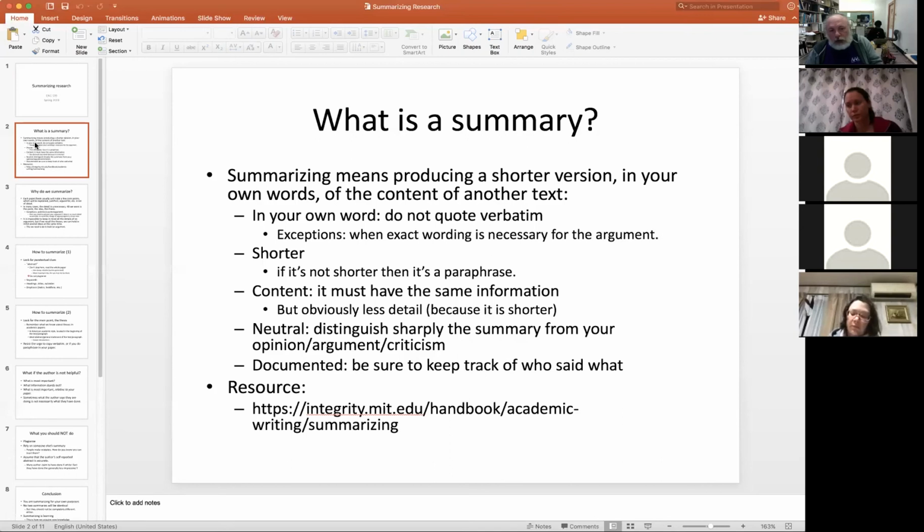Now, content, and that's really important, it must have the same information. So in other words, you cannot just say, well, let me change the information. It has to be faithful to the original text. It needs to reproduce faithfully, carefully, exactly what was in the previous text. And then also very, very important, it needs to be neutral.